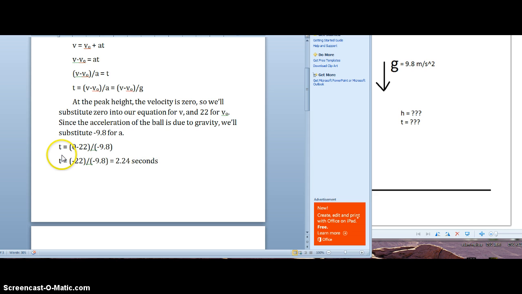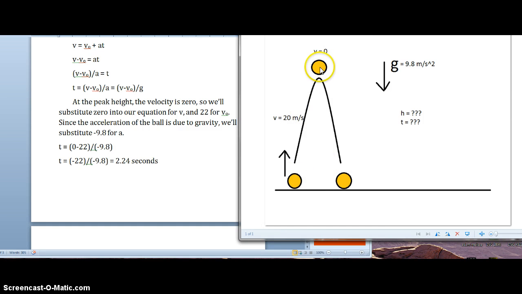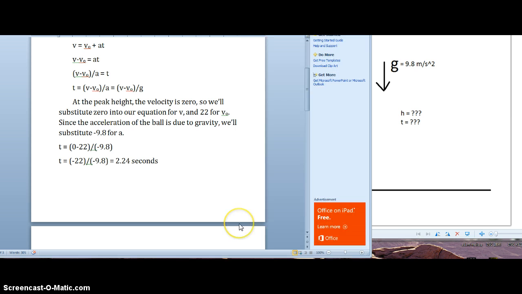So we have t equals 0 minus 22, so that's v minus v naught, right there, 0 minus 22, divided by negative 9.8, which is our acceleration of gravity. t equals negative 22 divided by negative 9.8. A negative divided by a negative is a positive, and we get 2.24 seconds. Now this value, 2.24 seconds, is the time it takes to go up to the top here, but they want the total time, so the time up and the time down together.